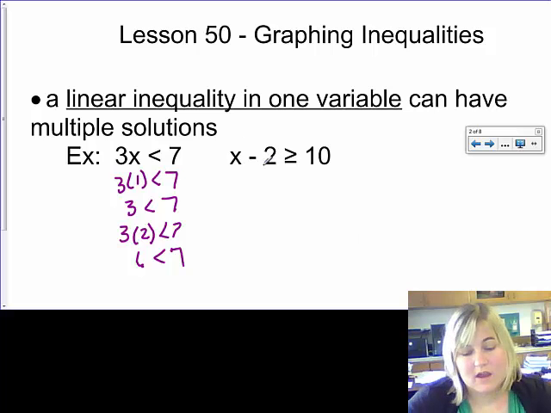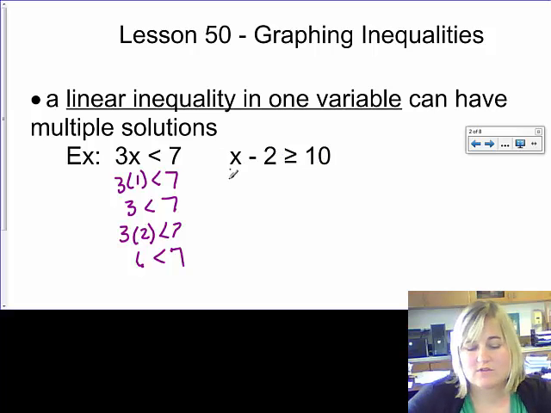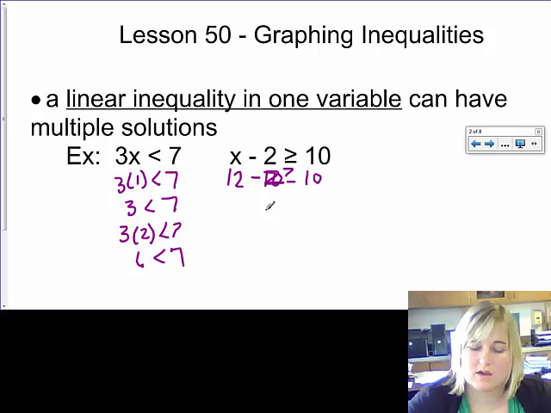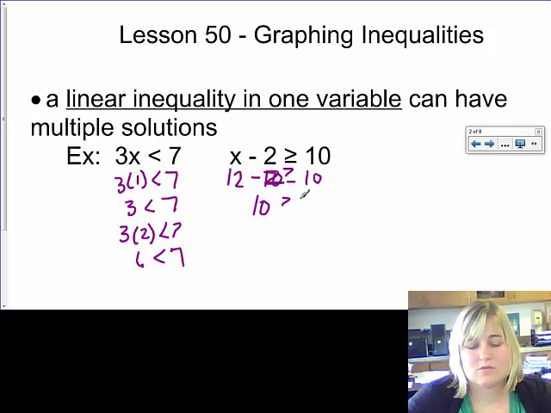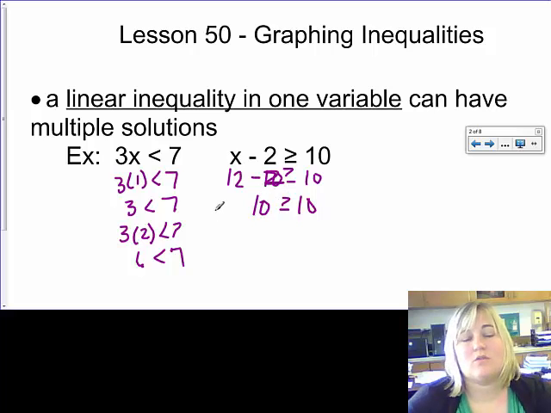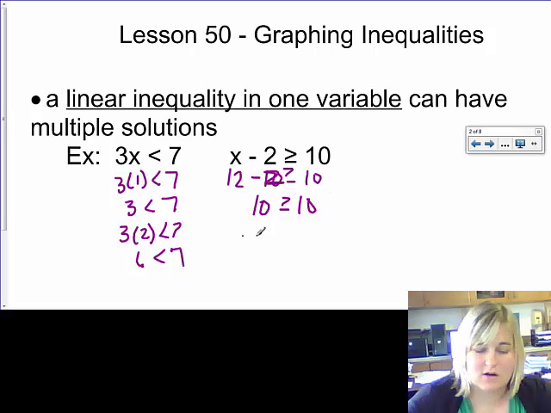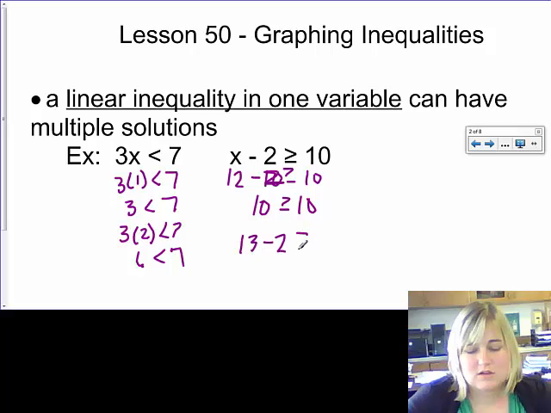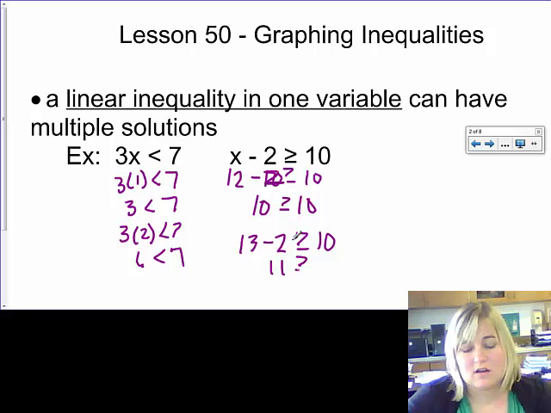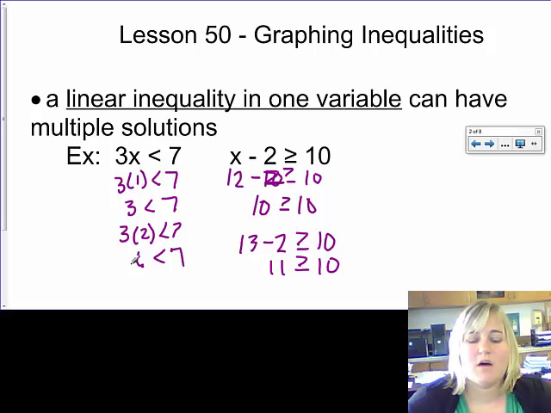On this one, the same thing happens. I want it to be greater than or equal to 10. Well, for it to be equal to 10, x would have to be 12. I just put in 12, excuse me. Greater than or equal to 10. So that would give me 10 is greater than or equal to 10, which is true. If I want it to be greater than, it would have to be something bigger. So if I put 13 minus 2 is greater than or equal to 10, 13 minus 2 is 11, and 11 is greater than 10. So both of those are solutions to this. There are lots more than what I just showed you for both of those, but I just wanted to give you an example of what they mean by having multiple solutions.